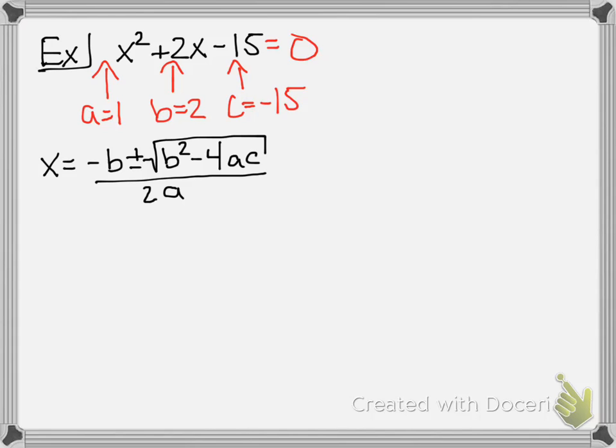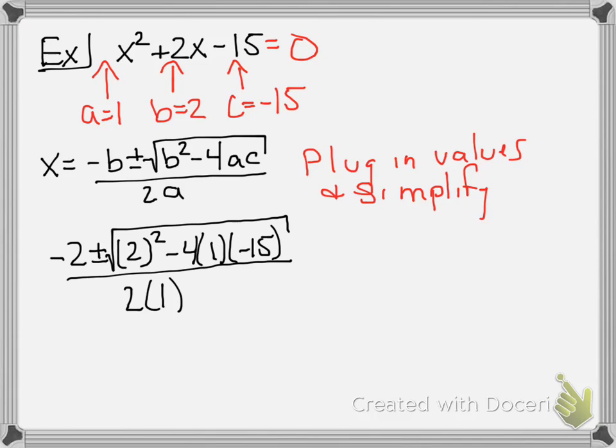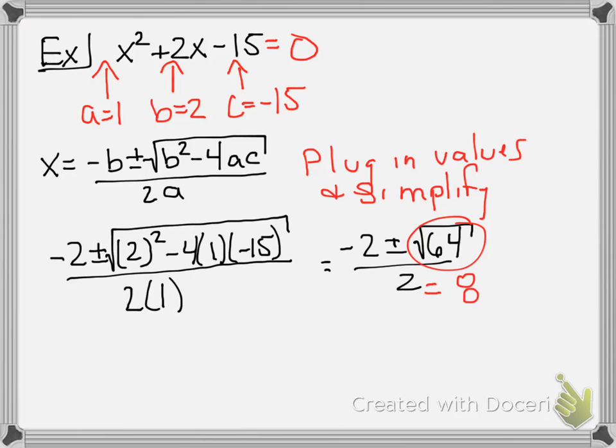So now all we're going to do is take these constants and plug them into our equation, and then we're going to simplify. So I've just taken all the a, b, and c values and plugged them into their respective spots here, which we can simplify. Gives us negative 2 plus or minus, or plus and minus, square root of 64 all over 2. This square root of 64 can be simplified. That's actually just equal to 8.